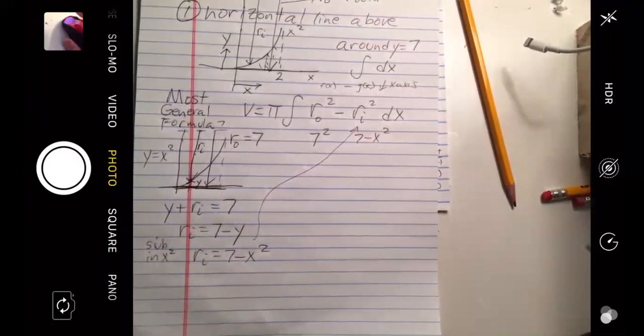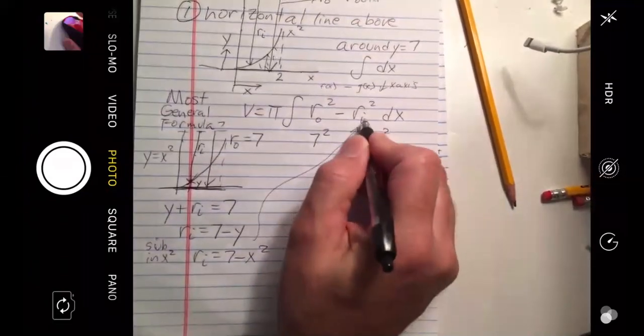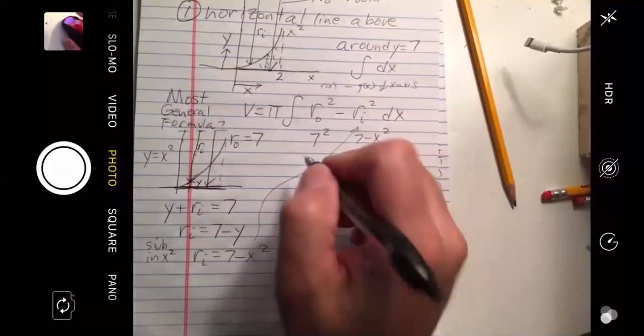Wait, for RI, where'd the squared go? For like just in the main formula. Okay, no, it hasn't gone. I'm just telling you what to plug in for RI. Oh, okay. Let me go ahead and finish the formula.